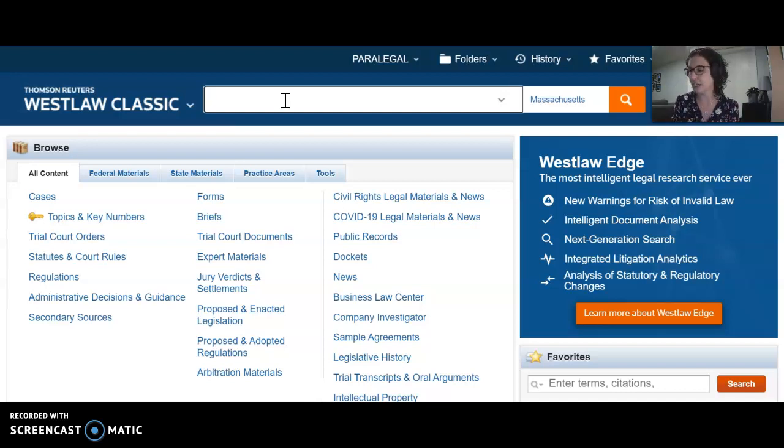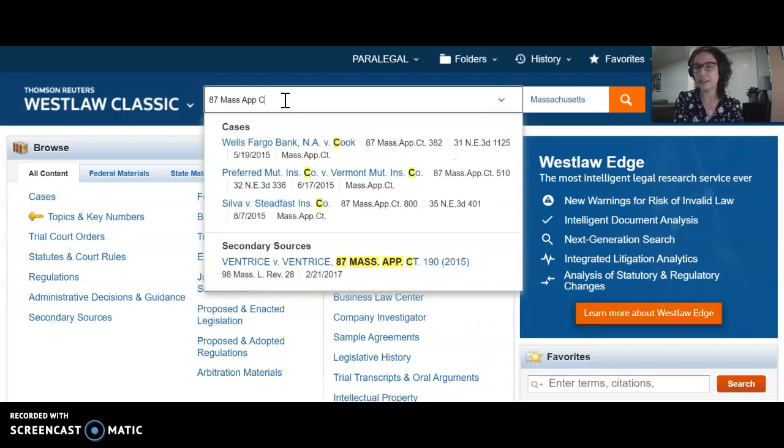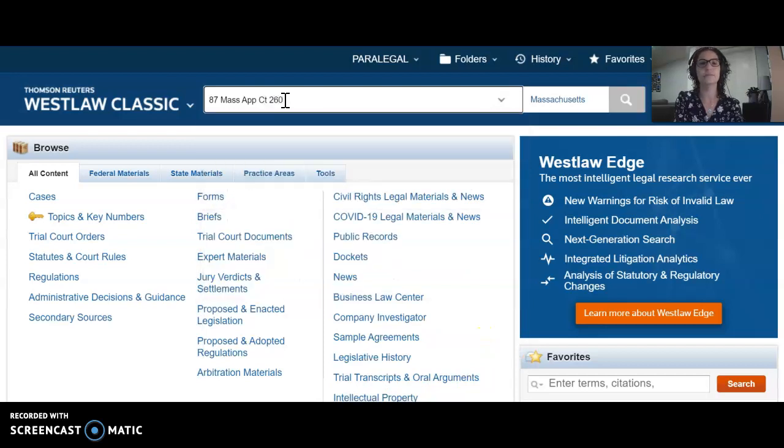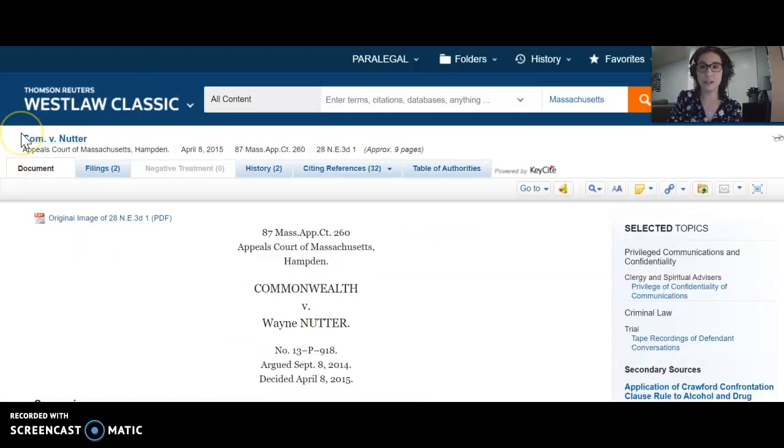Has the law changed? So the most simple thing to do is actually to look up the case, and I'm just going to start with Commonwealth versus Nutter by typing in the citation. And here pops up Commonwealth versus Nutter. You can see that next to the words Commonwealth versus Nutter, and nowhere on this page, is any sort of red or yellow flag. There's no flag at all. So right away, that will let you know my case is still good law.